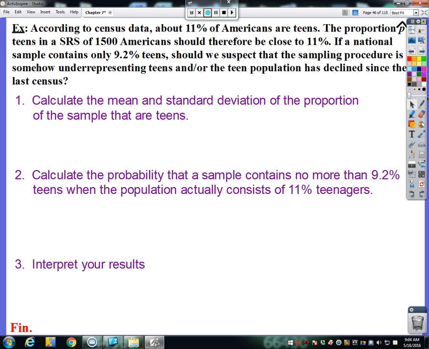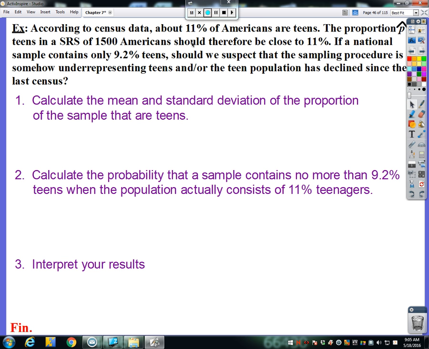So the one question we're going to look at says, according to census data, about 11% of Americans are teens. The proportion p hat of teens in a simple random sample of 1,500 Americans should therefore be close to 11%. If a national sample contains only 9.2% of teens, should we suspect that the sampling procedure is somehow underrepresenting teens and/or the teen population has declined since the last census?